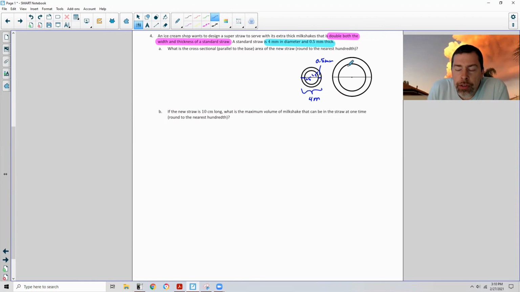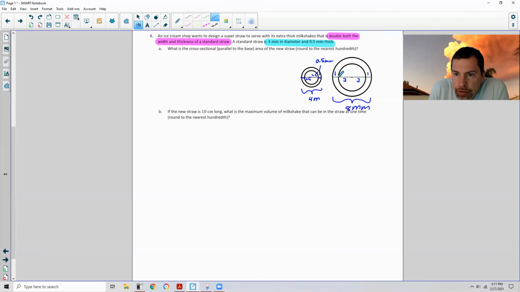Okay, so now we doubled both the thickness and the width of the standard straw. If we double the width, that would make this 8 millimeters. And since I doubled the thickness, this is 0.5 millimeters, this would be 1 millimeter, and this would be 1 millimeter. So if this whole distance is 8, the diameter doubled to 8, then this would be 7, and this would be 6. So this distance here would be 3, and this distance here would be 3.